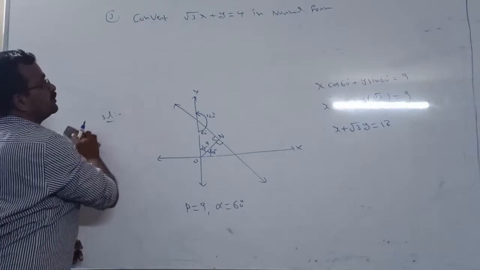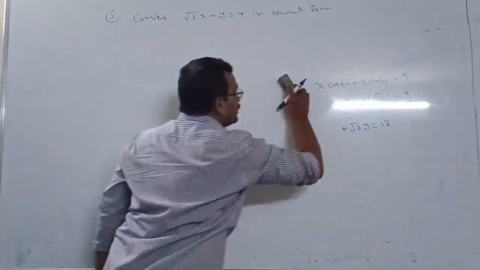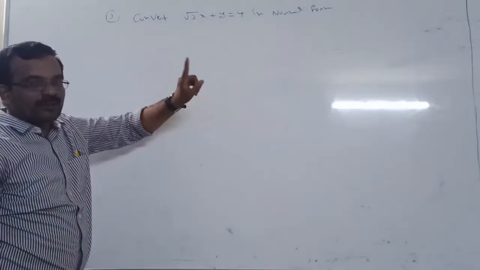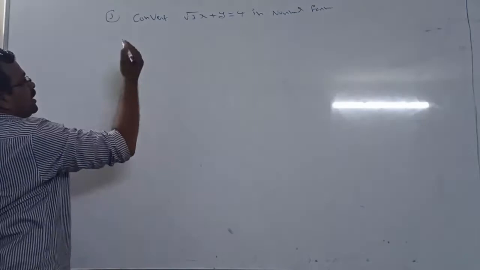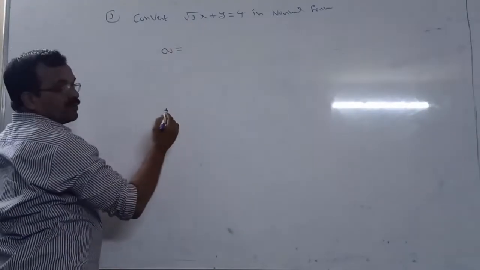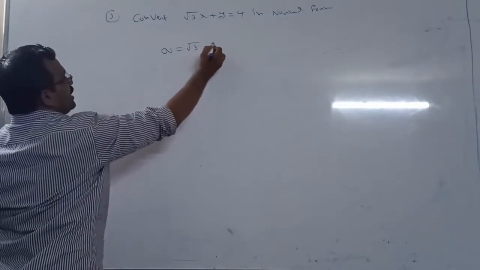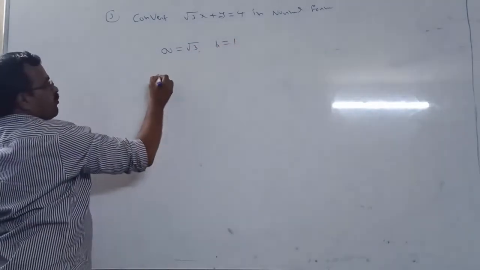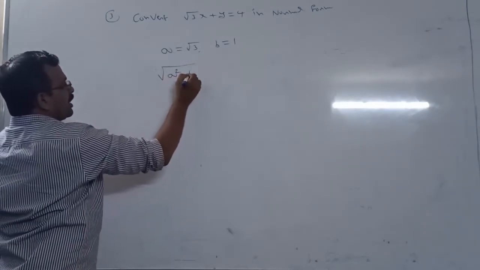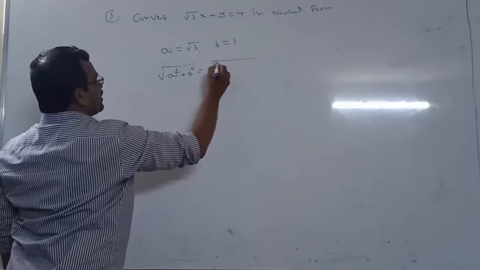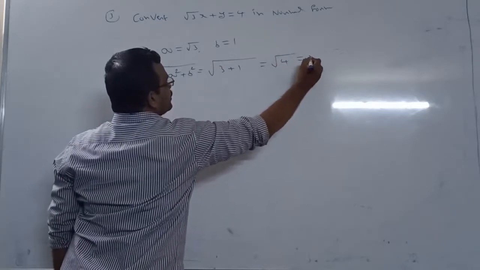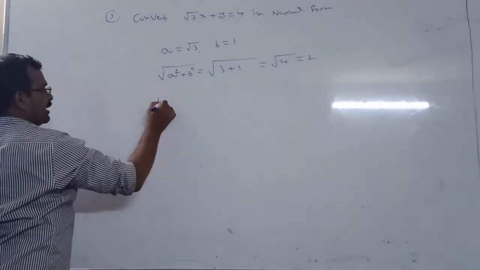Normal form means x cos alpha plus y sin alpha equal to p. You have to convert to that form. So here, first of all, take a value. You should compare it with the general form. A value is root 3, b value is 1. Find the under root of a square plus b square value. Under root of a square plus b square means 3 plus 1, that equals root 4. Root 4 means 2.